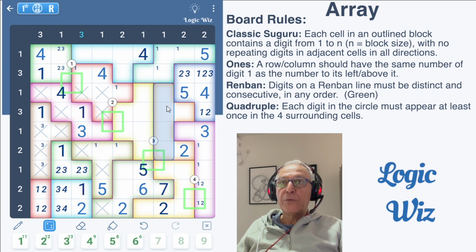Okay, in this block, 5 cannot be in these 3 cells. It cannot be here. This one must be a 5. In this block, 4 cannot be here. This must be a 4.